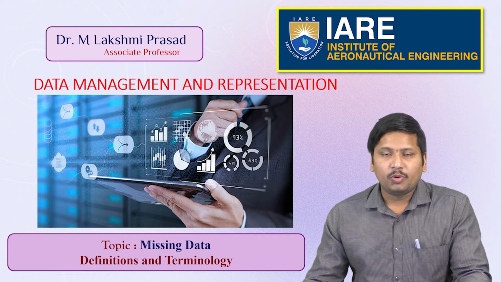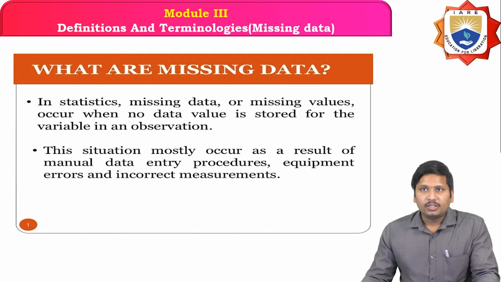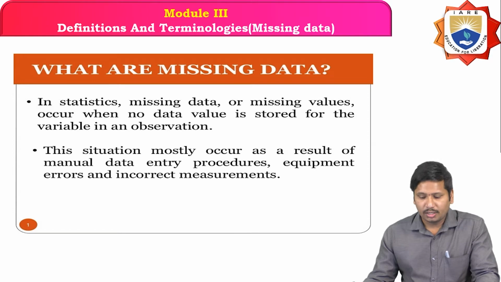In this video, I'm going to discuss the various definitions and terminologies in missing data. First we have to know what missing data actually is. According to statistics, missing values can occur when no data value is stored for a variable in an observation. These situations may occur as a result of manual data entry procedures, equipment errors, or incorrect measurements.